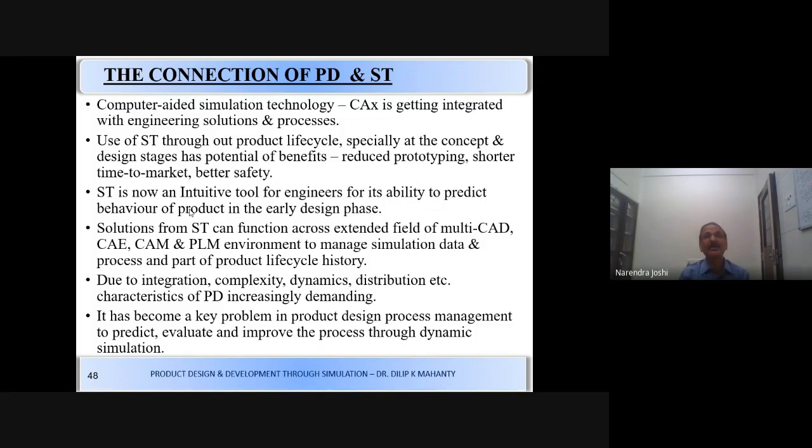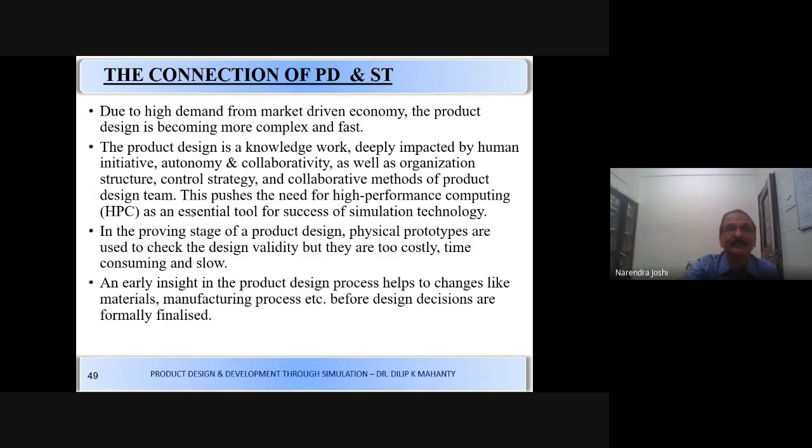Simulation technology is now valued for its ability to predict the behavior of a product in the early design phase. You do not go to manufacturing and then come back and say, oh, this is the issue. No. In the beginning only I can find. Due to integration, complexity, dynamics, distribution, etc., product development is increasingly demanding. It has become a key problem in product design process management to predict, evaluate, and improve the process through dynamics simulation. How fast I can do it with respect to time.